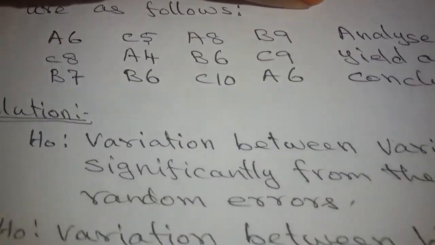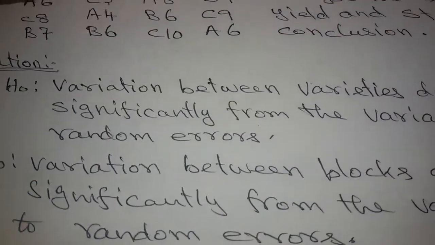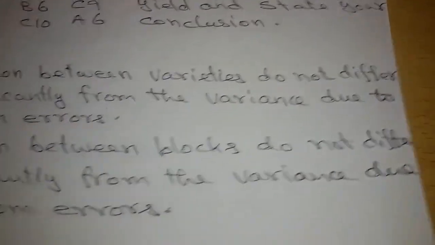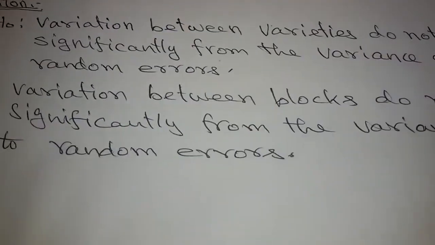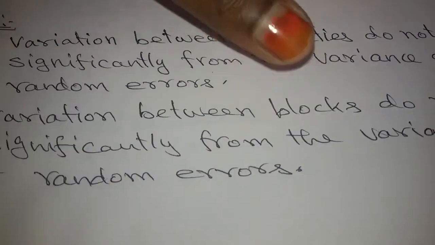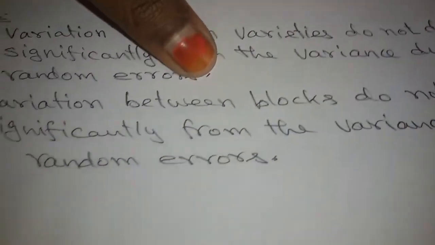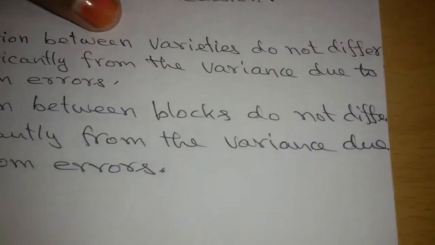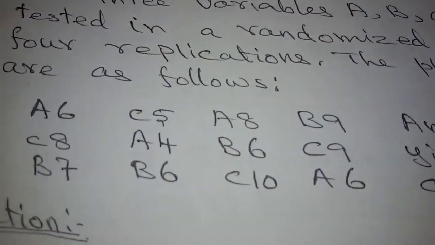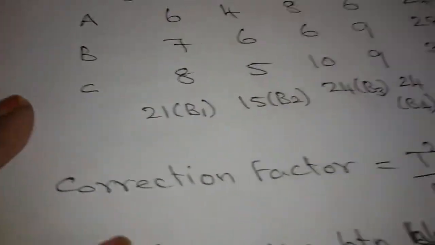The very first step is you have to assign the null hypothesis. Here, variation between varieties does not differ significantly from the variance due to random errors. Similarly, variation between blocks. So these are the two components here: one is varieties, another one is blocks. The second hypothesis we are taking is that variation between blocks does not differ significantly from the variation due to random errors. In the given data, first you have to arrange it in the form of A, B, C. Each column you have to arrange in the order A, B, C. Okay, that is the second step.